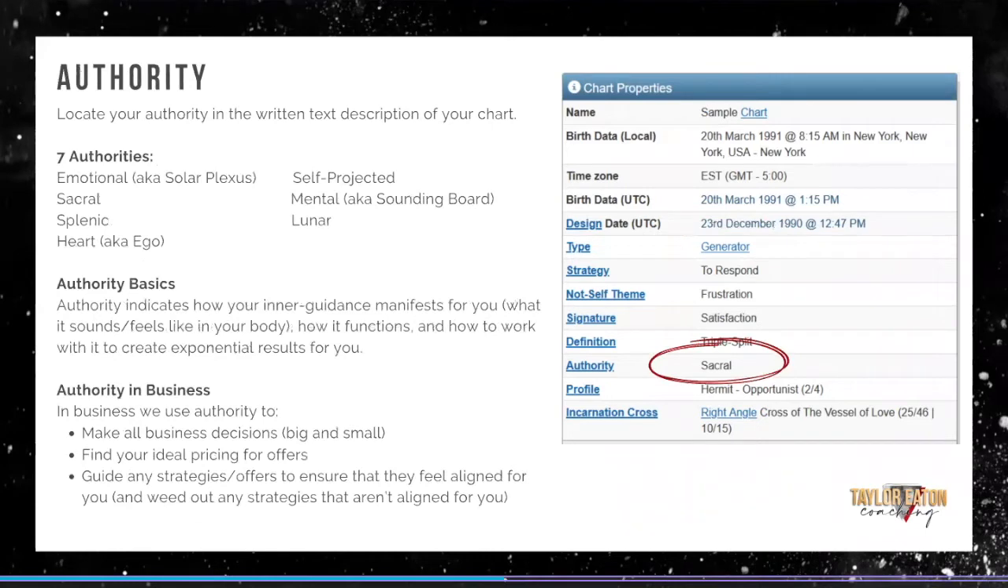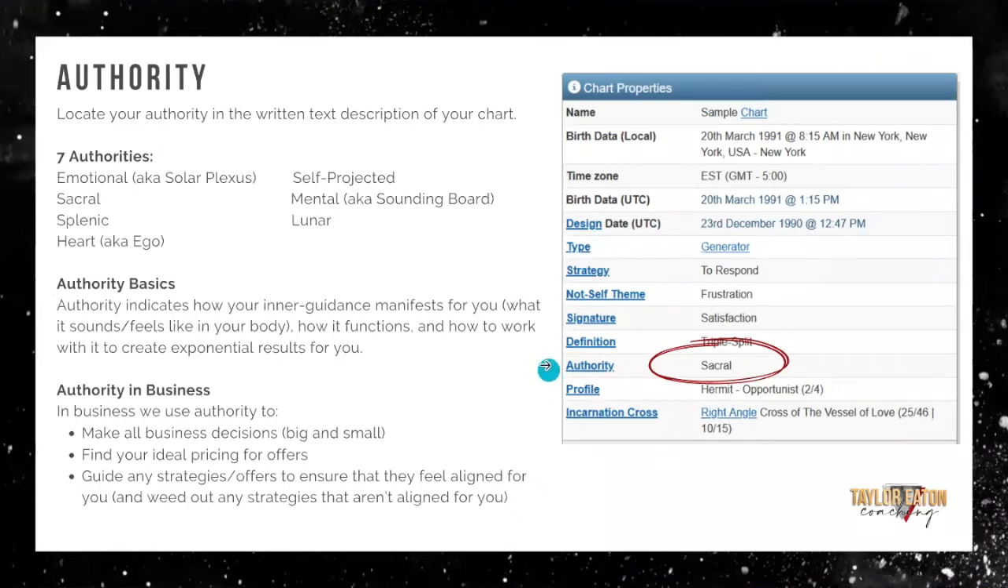So next we have authority. So authority, again, can be found in the written text description of your chart. So for our example chart, we have this authority property here, and I've circled it in red. This sample chart has a sacral authority. And there are 7 authorities. You will only ever have one main authority that is listed in the chart property, and that's what we're looking at here. So the 7 different authorities are emotional authority, which is also called solar plexus authority.